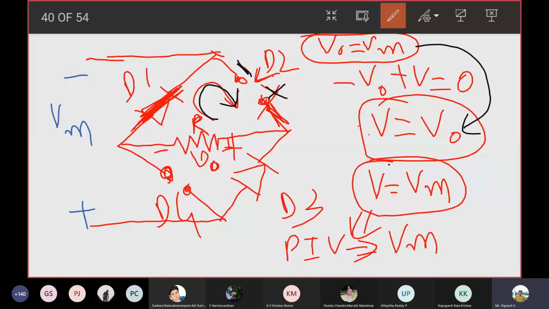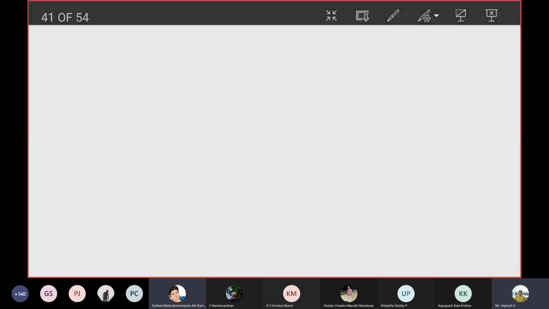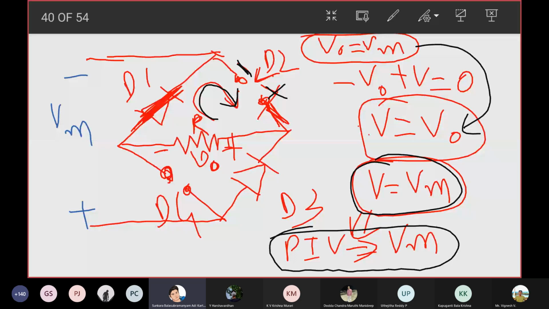So let me summarize. Sir, how did the minus V plus V naught come? So that KVL equation. Which one? Minus V naught plus V, or the second equation? All I'm asking is you can write the KVL in this loop, right? This is the loop equation. Tell me what is the KVL in this loop. Yes, sir. Got it, sir. Am I right? Yes, sir. Now I got it, sir.